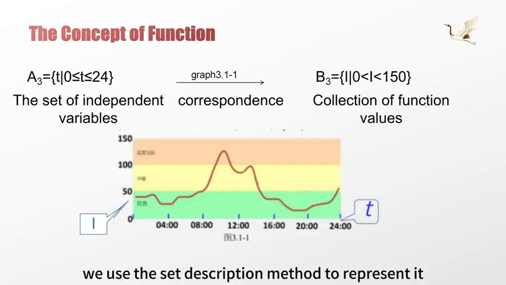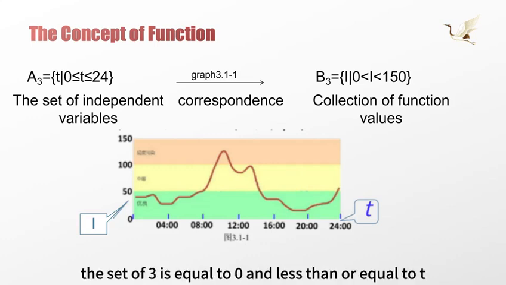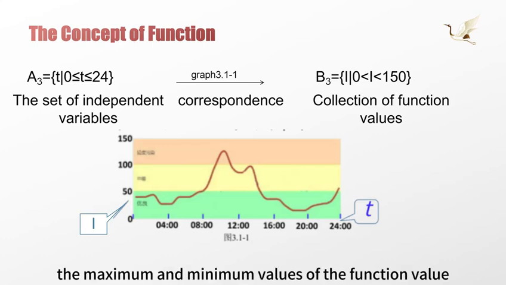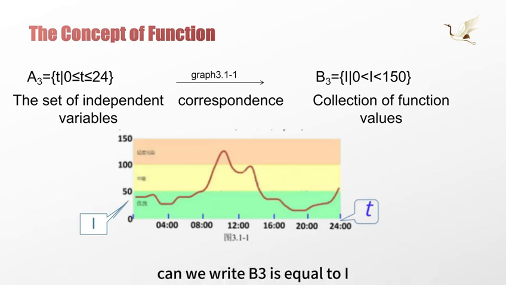We use the set description method to represent it. That is, the set A3 is equal to t such that 0 is less than or equal to t and t is less than or equal to 24. Who is the set of function values? From the image, it appears that the maximum and minimum values of the function value I are not provided. Can we write B3 is equal to I such that I is greater than 0 and less than 125?